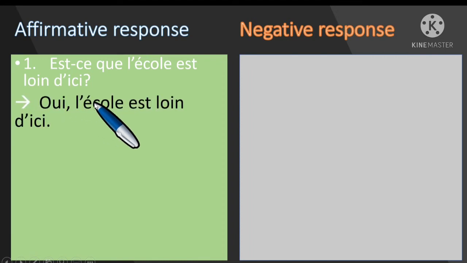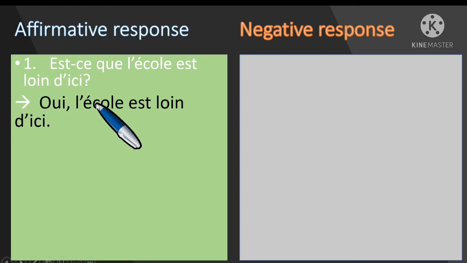Let's respond in the affirmative. Oui, l'école est loin d'ici. You can see we just remove the est-ce que and add oui. If you are responding in the affirmative, you just add oui, of course your comma, oui, and then you take the statement. Of course, you have to remove the question mark that made it a question.